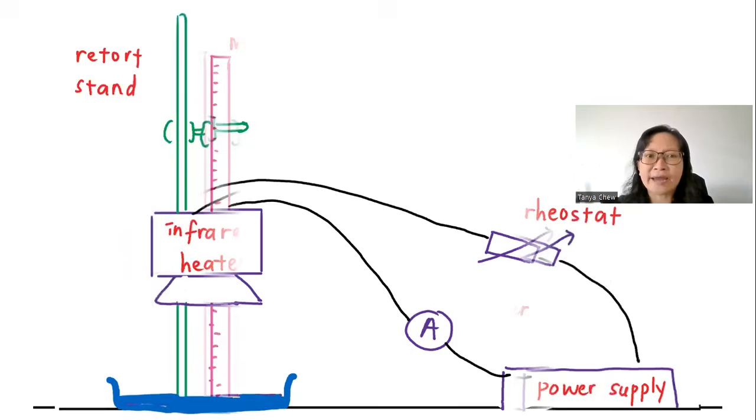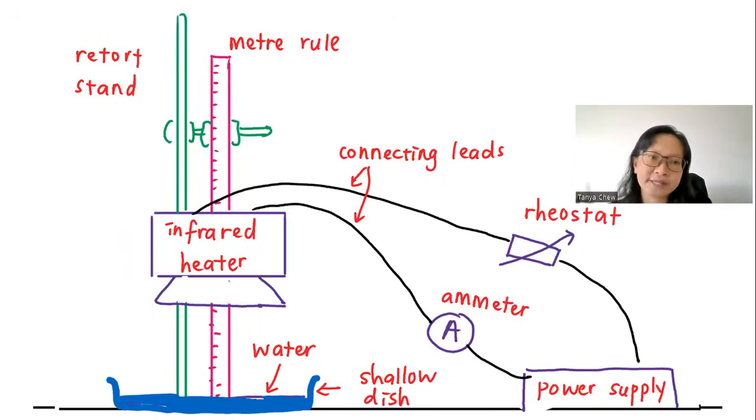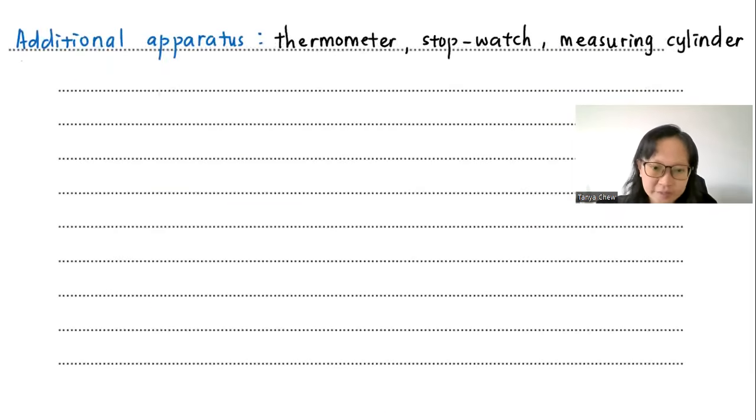So I don't just draw, I need to label my diagram as well. So all these are being labeled here. And I use a rheostat here as a safety precaution, but don't worry, we are not supposed to write down the safety precaution. So the additional apparatus that I use are thermometer to measure the temperature, stopwatch to measure the time taken for evaporation to occur, and measuring cylinder to measure the volume of the water.